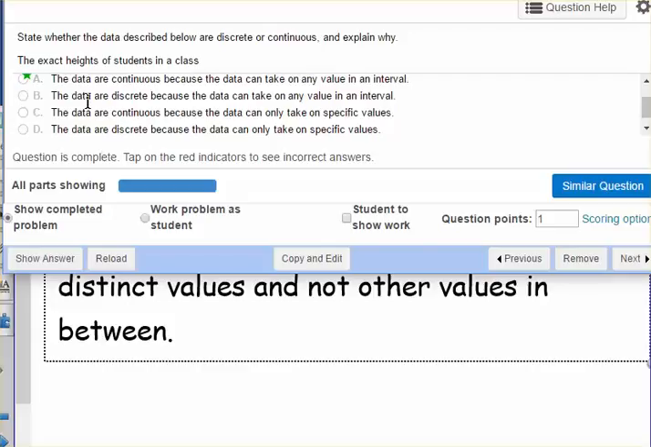So in our case, if we're talking about the heights of students, we're going to say that the data are continuous because they can take any value in an interval.